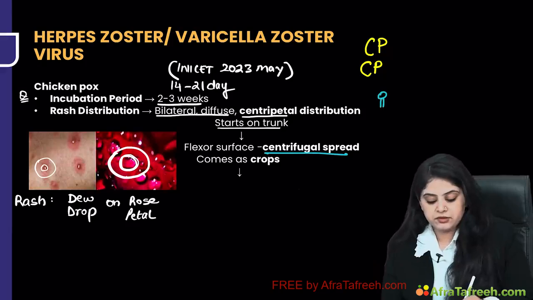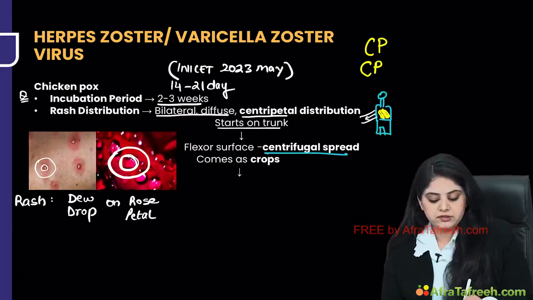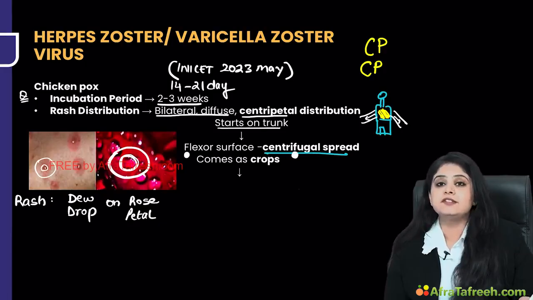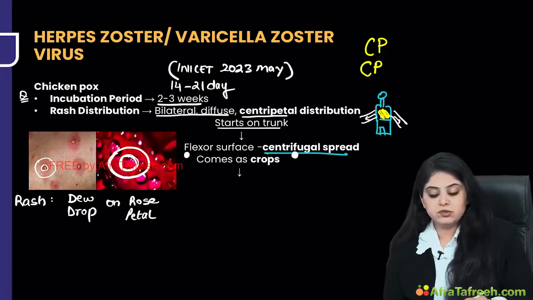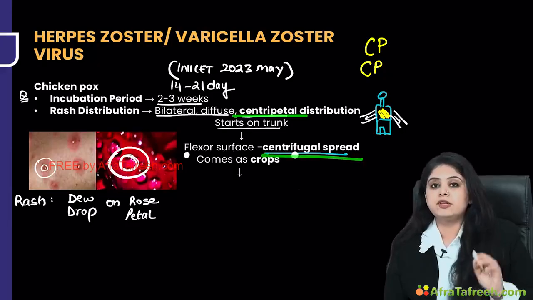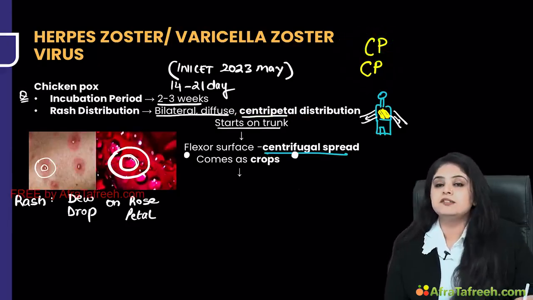So for example, if this is the body, it is first going to start on the trunk in this region, and then it's going to go out and spread in a centrifugal direction, on the flexor surfaces. So please note, they will always ask you where it starts and where it spreads. Remember, CP mein CP: chickenpox is a centripetal start.